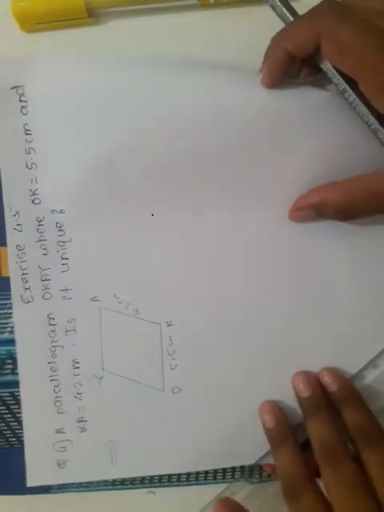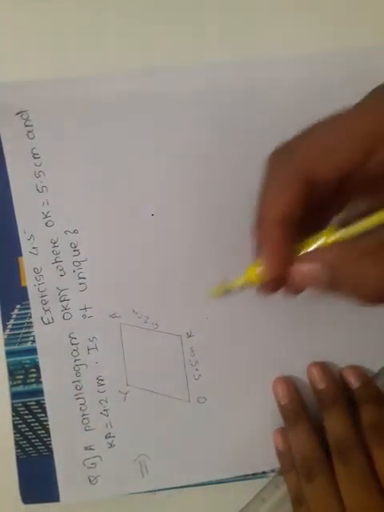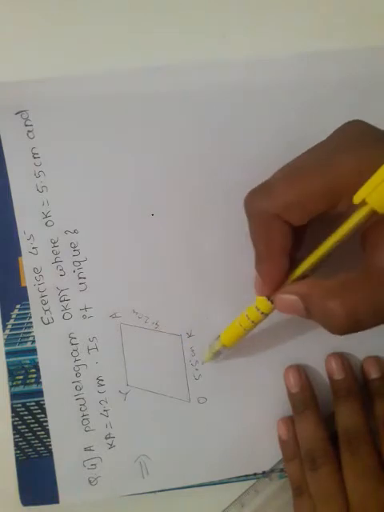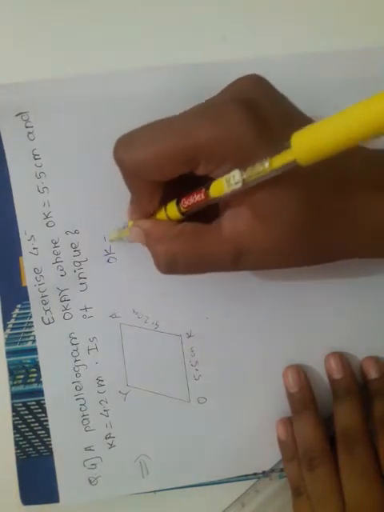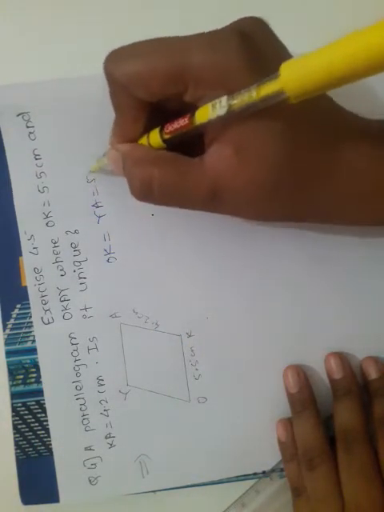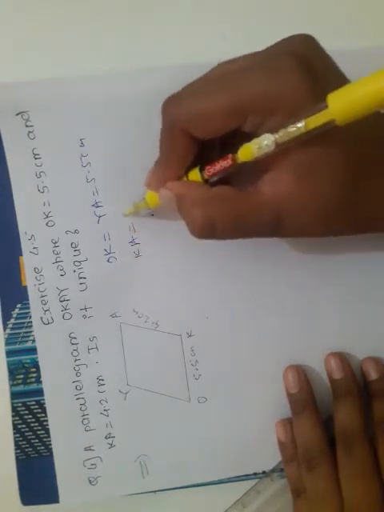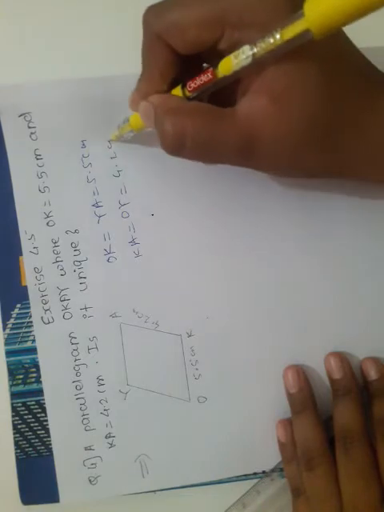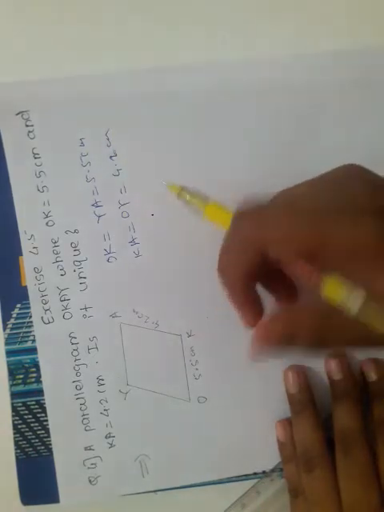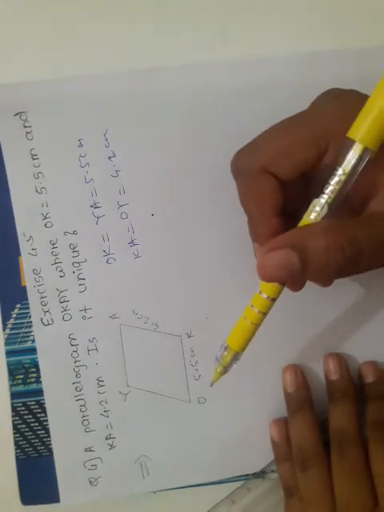Now recall the properties of a parallelogram. We know very well that in a parallelogram opposite sides are of equal measure, which means OK is equal to YA is equal to 5.5 centimeter. Similarly, KA is equal to OY is equal to 4.2 centimeter. This is all about sides, but angles are not given to us. So how can we draw the parallelogram?